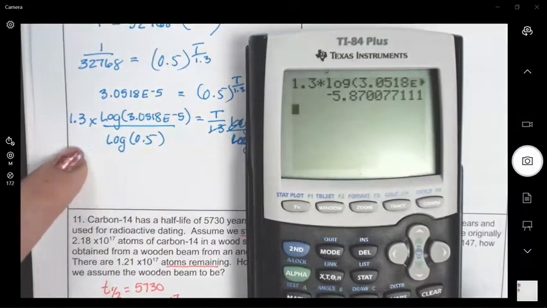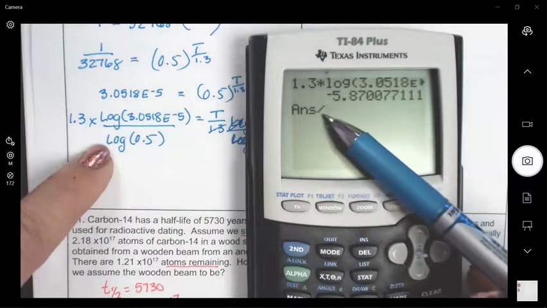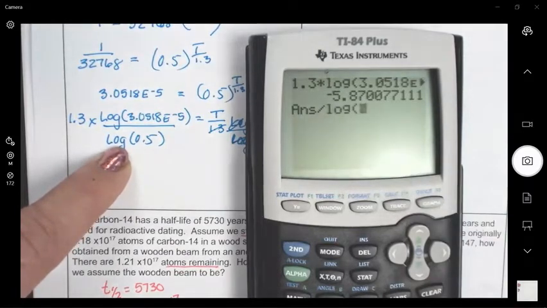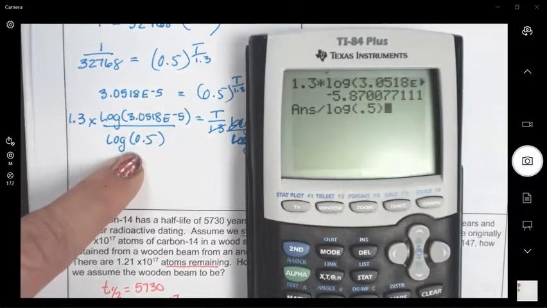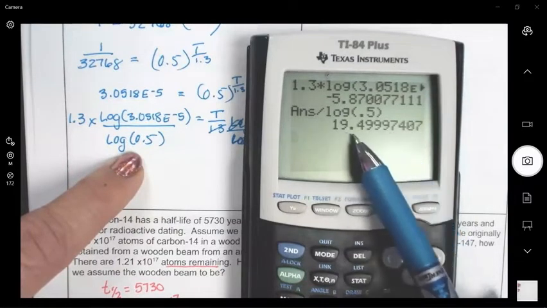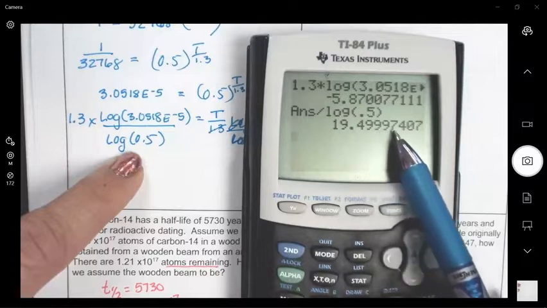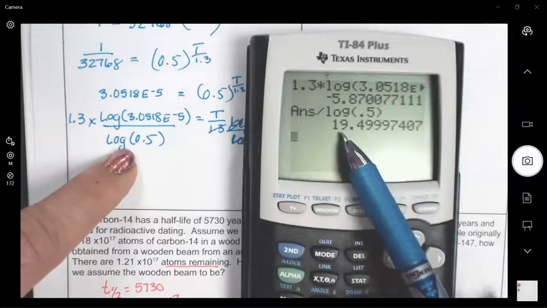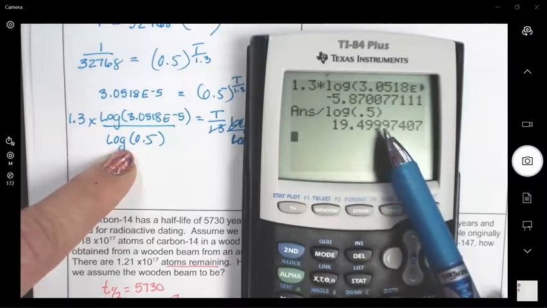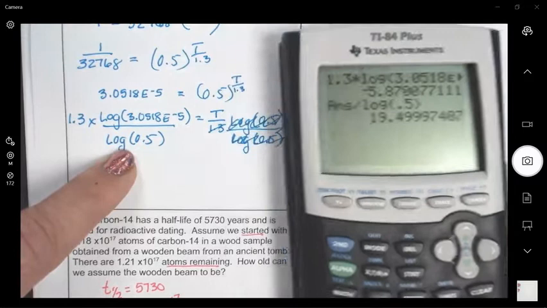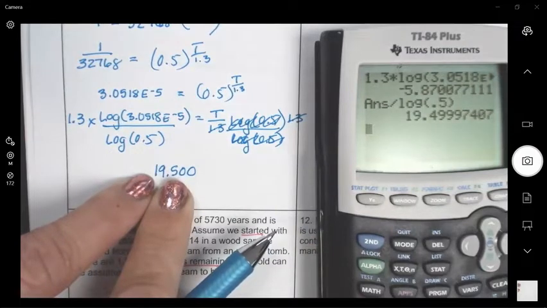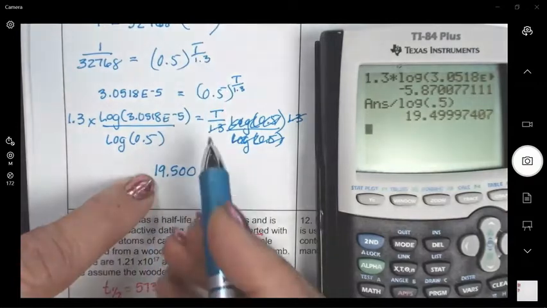Now I need to describe what's on the bottom. To describe what's on the bottom, I hit divided by, and now it says, okay, well, what's on the bottom? And that is the log of 0.5. Again, you don't have to use the parentheses, and you hit enter. And we get this, 19.49997. So if I wanted this with 5 sig figs, I want 1, 2, 3, 4, 5, but I check that one and that bumps this up, which bumps this up. So I get 19.500. And then this is time, so in minutes.